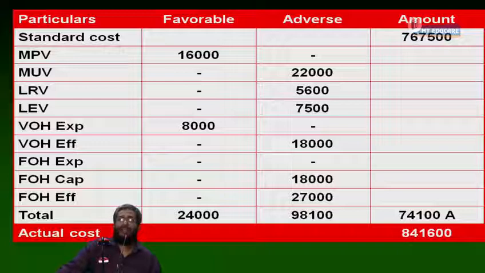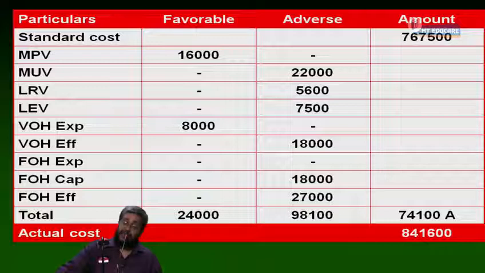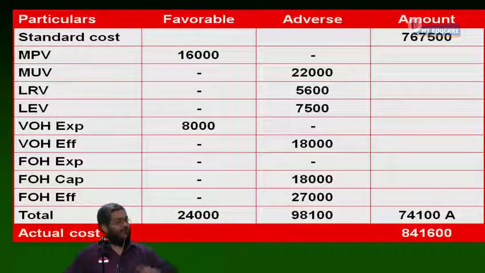Why has the adverse 74,100 been added to the cost? Adverse variance increases the cost. The 767,500 cost is increased due to adverse variance to become 841,600. Favorable variance means savings in cost. It should be reduced from the standard to get the actual cost. Understood?